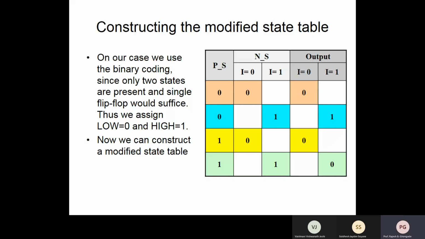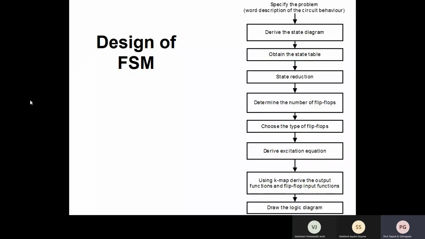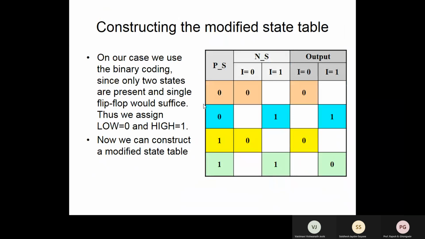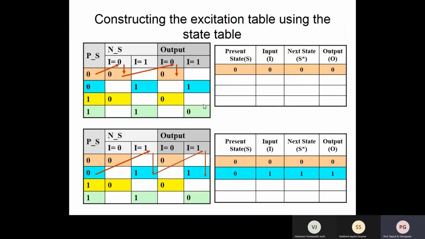This particular diagram. Okay. So what is the next step? Next step is derive the excitation equation. That is what we are going to do. Okay. So this is the modified state table, and from the modified state table, I am going to construct the excitation table. Now look at the excitation table.